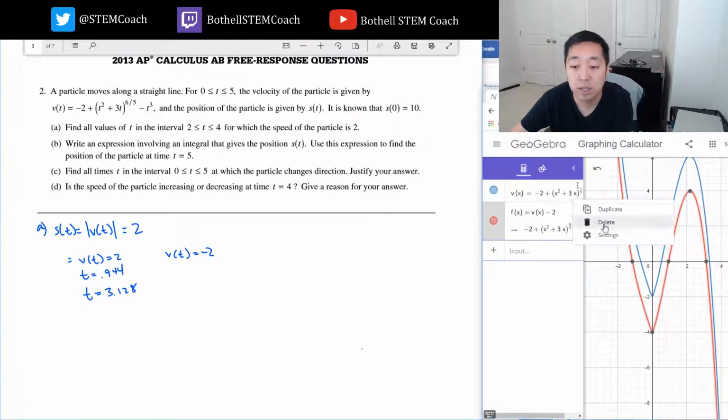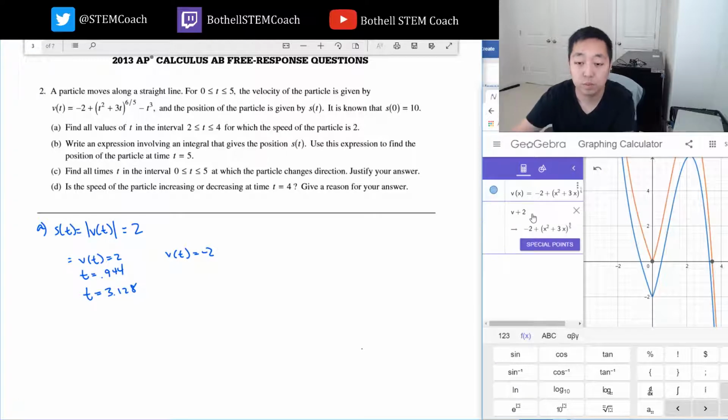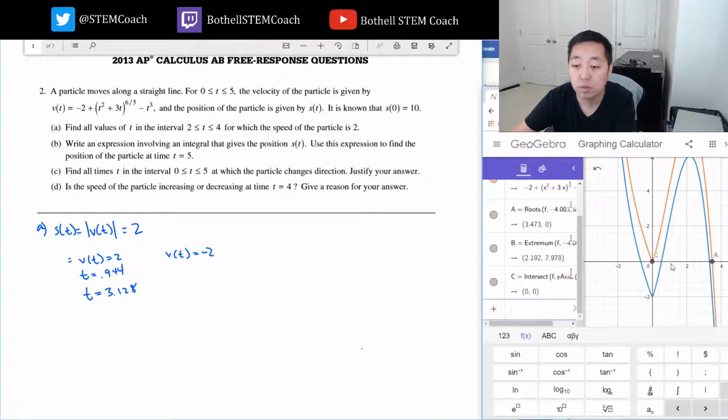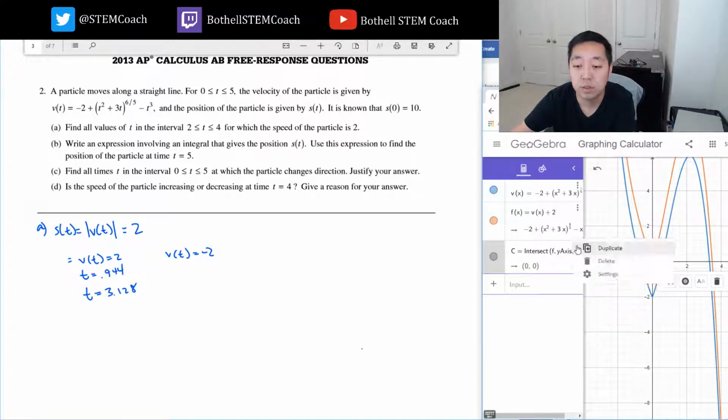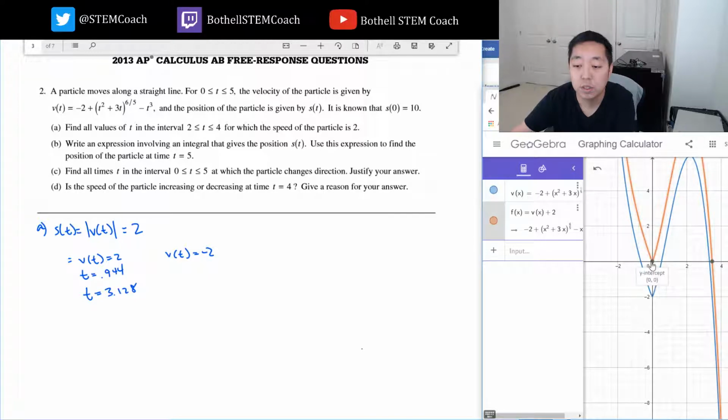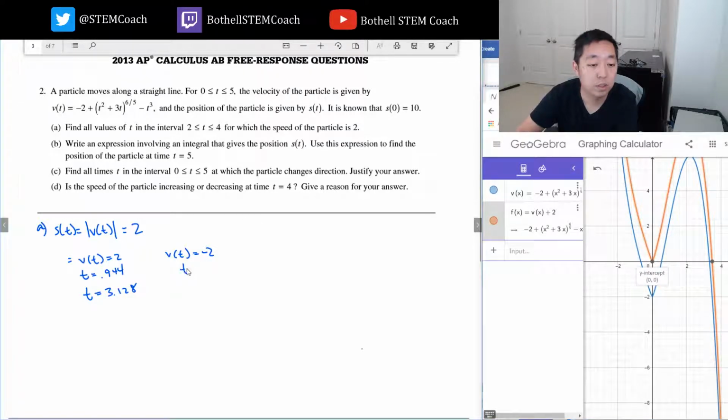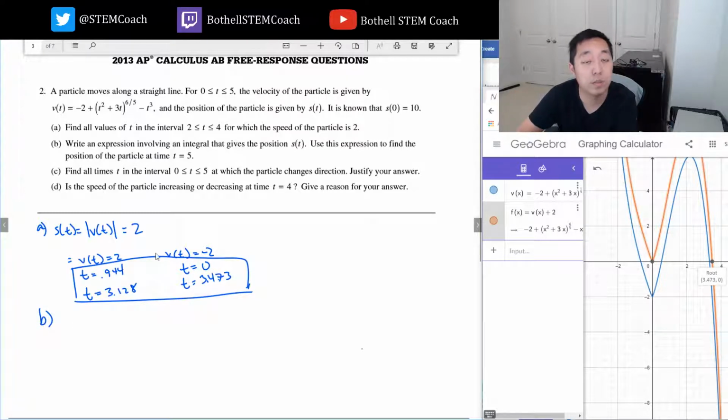And now let's delete that one and plug in v plus 2. I don't need this; that's showing me too much. The intercept's at 0, and then again at 3.473. So these are the 4 times where the speed is 2, because the velocity is either 2 or negative 2.